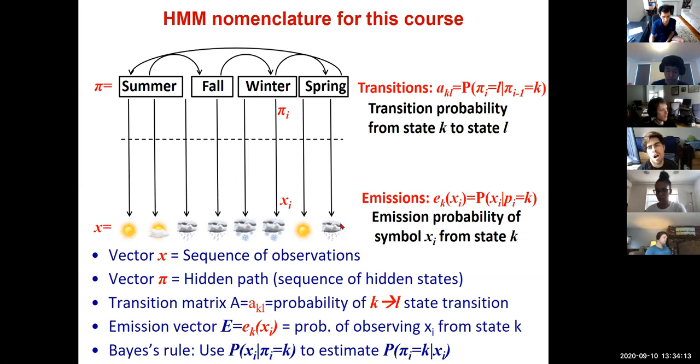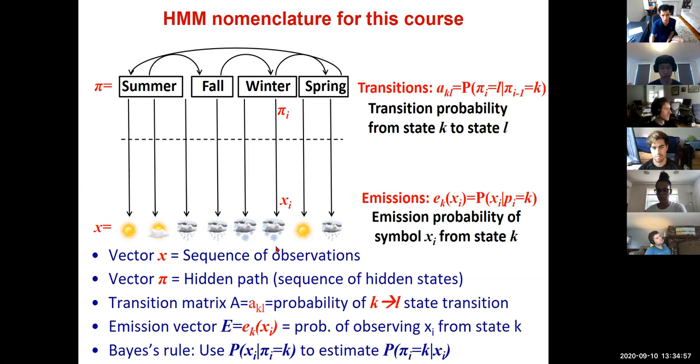Then coupled with that, at every time point i, you also have a parallel vector pi for the path or the parse of your sequence, which is basically the truth, quote unquote, or the inference about the world that you're making given the observations. So pi is this hidden path, the sequence of hidden states that generated each of these observations. Okay? So we're going to be talking about a set of emissions that basically go from a hidden state, pi i, to an observation, xi.